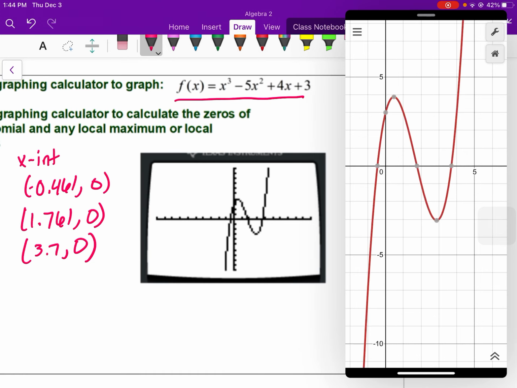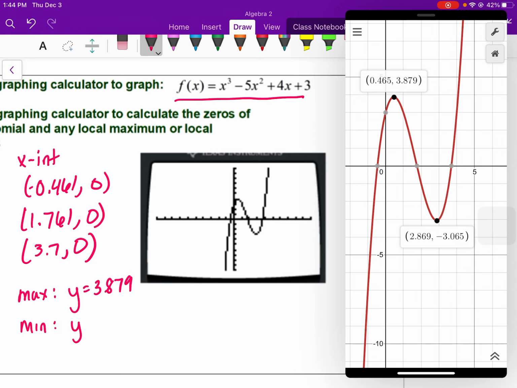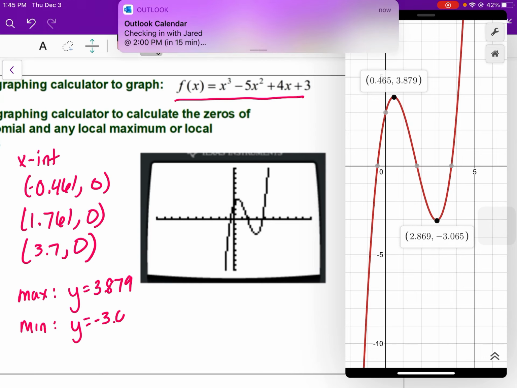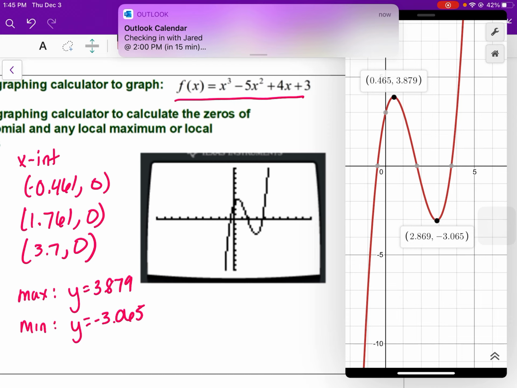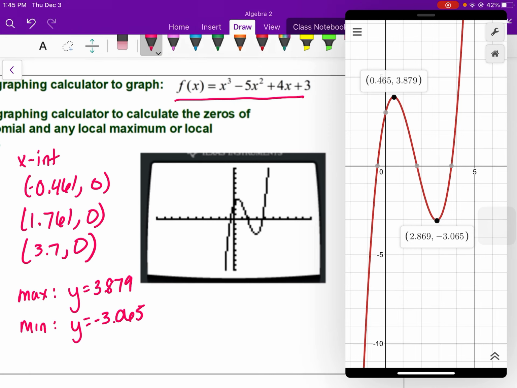And then if you tap again, you can get the maximum and the minimum points, so the high and the low values. Remember that the max and min are just the y values. So at the top there we have 3.879, and then the local minimum would be negative 3.065. We would use all of the maximum points if there's more than one, but this only has one top of the hill and one bottom.